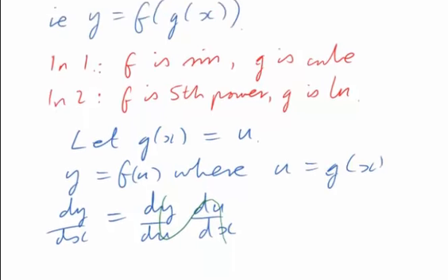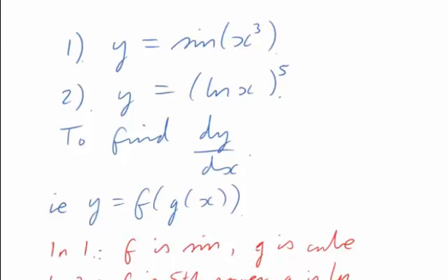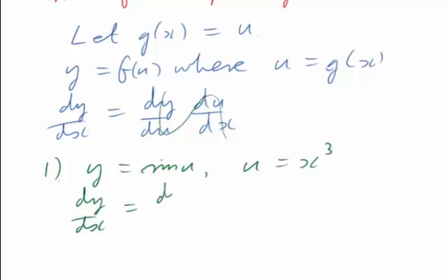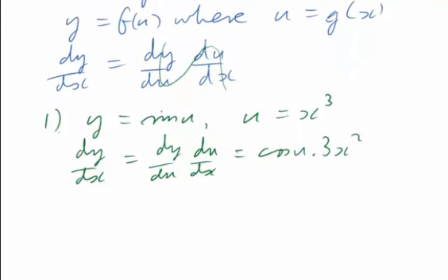In practice, for our two examples, in the first case we would let u equal x cubed, so y is sine u. Let's write them down. 1. y equals sine u, where u is x cubed. So dy/dx is dy/du times du/dx, and dy/du is cos u, and du/dx is 3x squared. But then, because u was something we introduced, we replace it with what it really should be, which in this case is x cubed. So that's altogether 3x squared cos of x cubed.